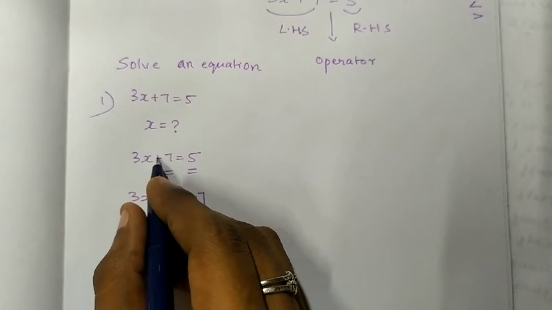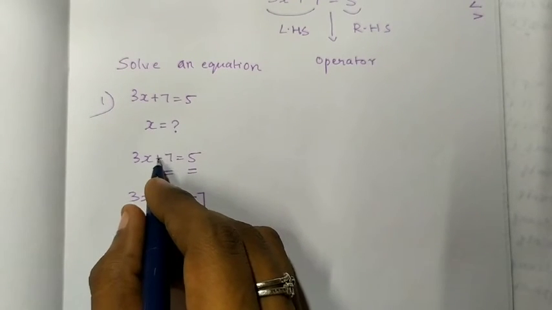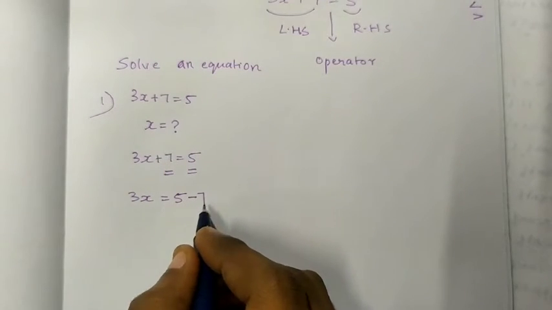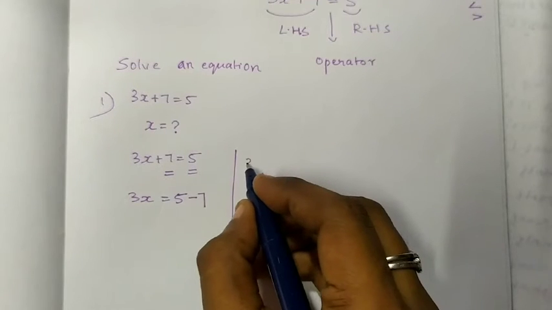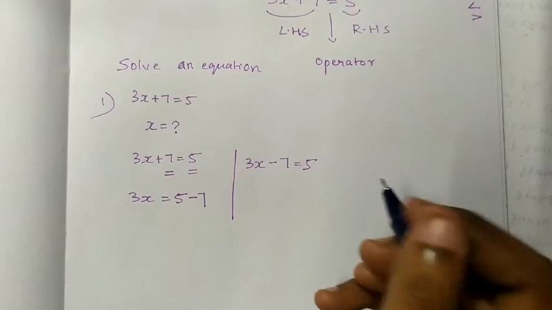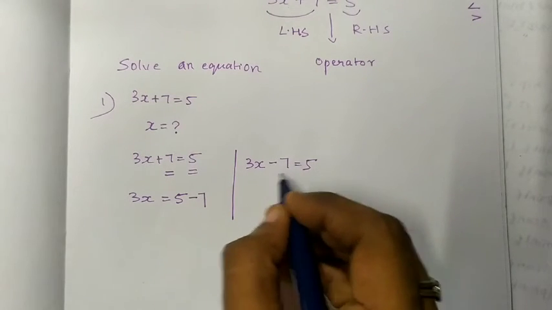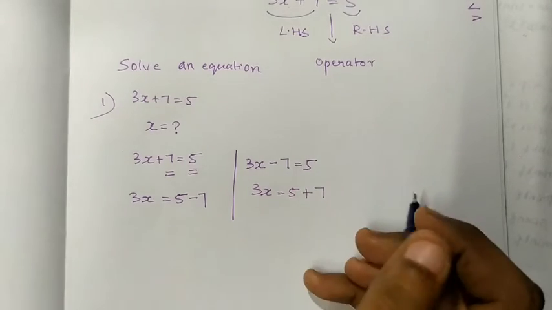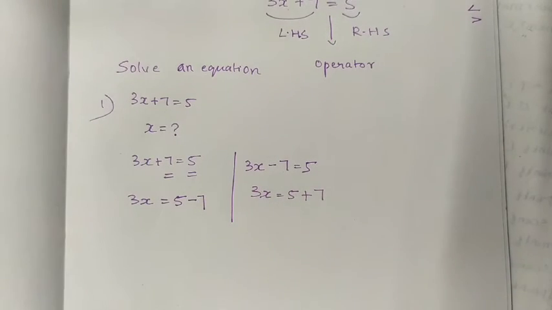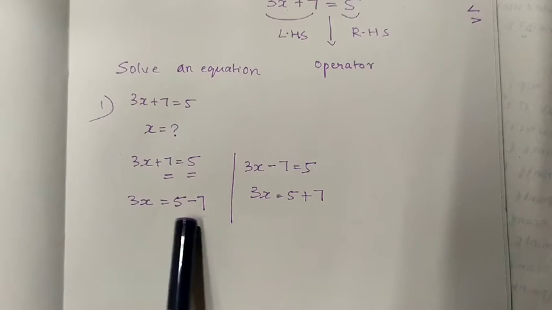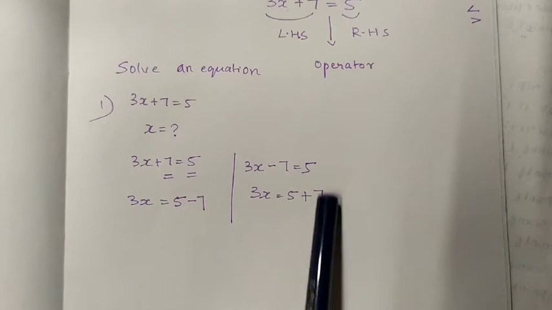Here the sign is plus 7, right? When you bring this plus 7 to the other side, it changes to minus 7. I will give you another example. Suppose I take 3x minus 7 equal to 5, you need to bring the minus 7 to the other side. Then 3x is equal to 5 plus 7. Okay, the sign will change into the opposite sign. If it is positive, it changes to negative. If it is negative, it changes to positive.